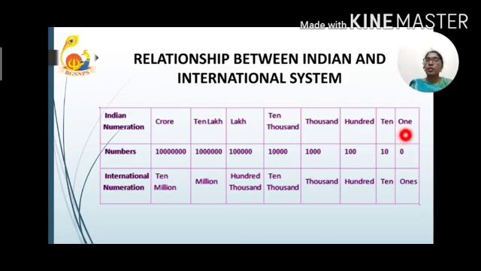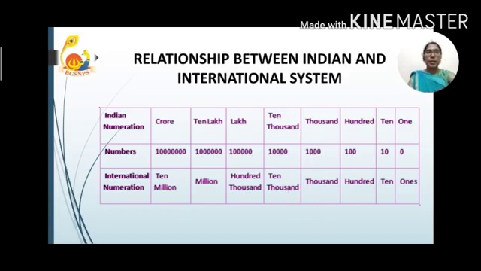Okay, now here you have ones place in the case of the Indian system. It is also ones place in the international system. Tens place in the Indian system is also tens place in the international system. Hundreds place in the Indian system, hundreds place in the international system. Thousands place in the Indian system, thousands place in the international system. 10,000s place in the Indian system equals 10,000s place in the international system, children.